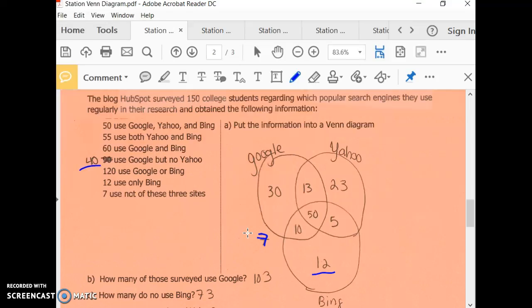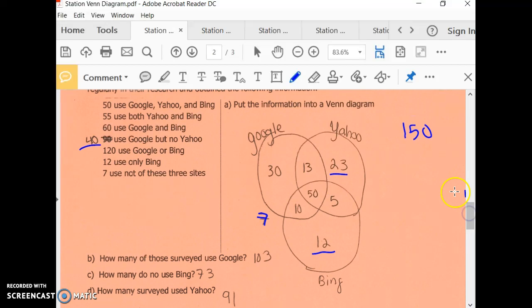And to get the 23 in Yahoo land, I know I have 150 students, so then I have to go 150 minus everything that I know, and that will give me 23. Because I know that this right here is 120 plus that's 127. So that should be 13. I wrote it wrong. But my answers are right.